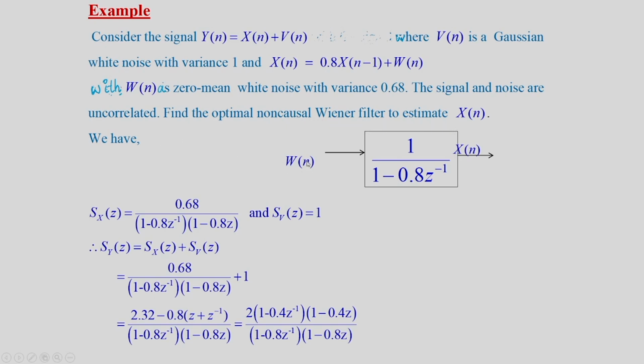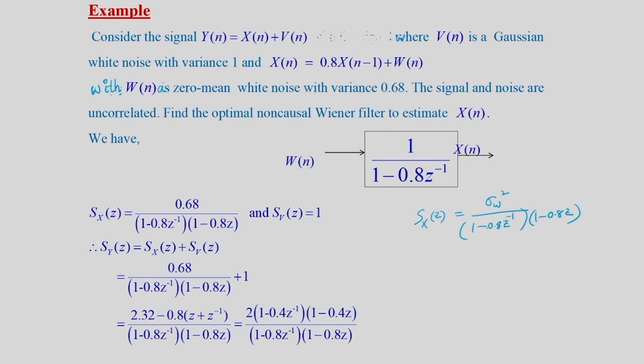Now, the signal model is like this. Wn is the input. It passes through a filter of transfer function 1 by 1 minus 0.8 Z inverse and Xn is the output. This is the signal model. Because this is a white noise, we can find out the power spectral density of the signal, Sx of Z, equal to the variance of the white noise, that is 0.68, divided by 1 minus 0.8 Z inverse into 1 minus 0.8 Z. So, we have used the relationship that Sx of Z is equal to sigma W square, the variance of the white noise, divided by 1 minus 0.8 Z inverse into 1 minus 0.8 Z.